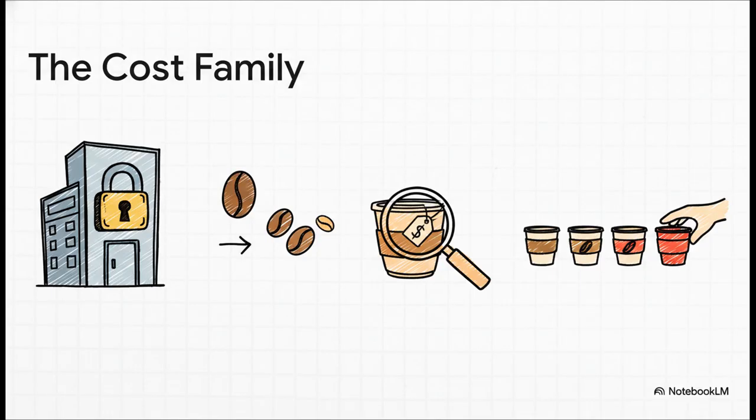First up, you've got your fixed costs. Think of this as your overhead, the rent for your shop. You pay it whether you sell 1 coffee or 1,000. Then you have your variable costs. These are things like the milk and coffee beans. The more you sell, the more you spend. And from those two, we derive the 2 most important costs for decision-making. Average total cost, which tells you what's the cost of a typical unit, and marginal cost, which answers the crucial question, what will it cost me to make just 1 more?